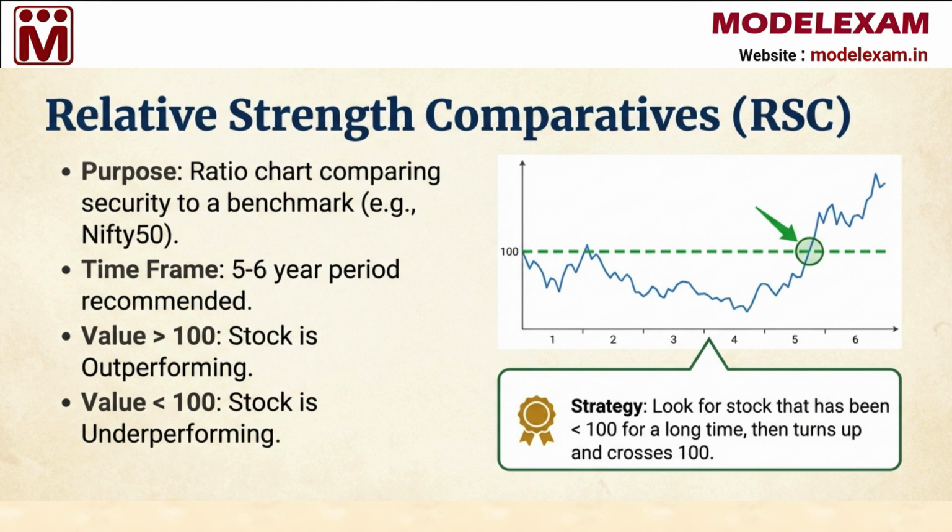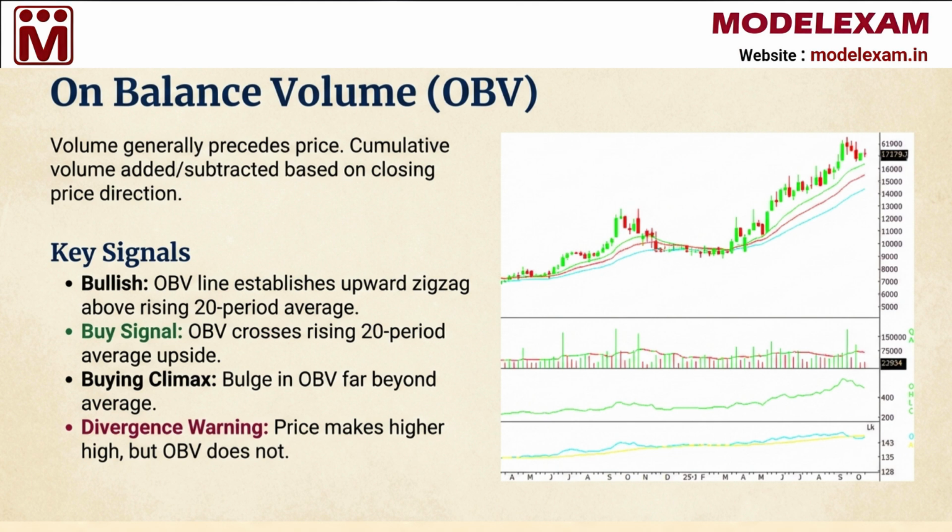This indicates that the stock is waking up and starting to beat the market. Volume is the fuel that drives stock prices, and for this we use on balance volume or OBV. The core concept is that volume usually precedes price. If big money is flowing in, volume rises before the price jumps.